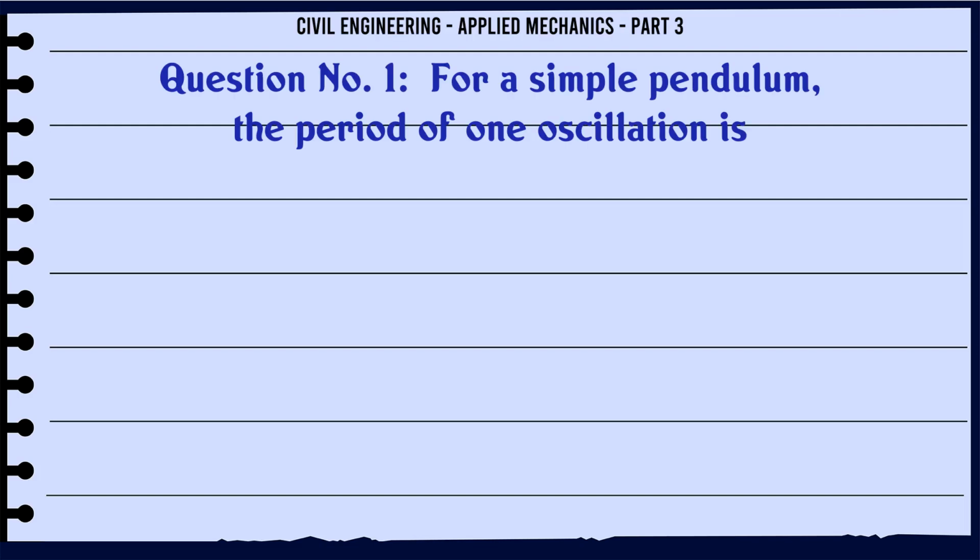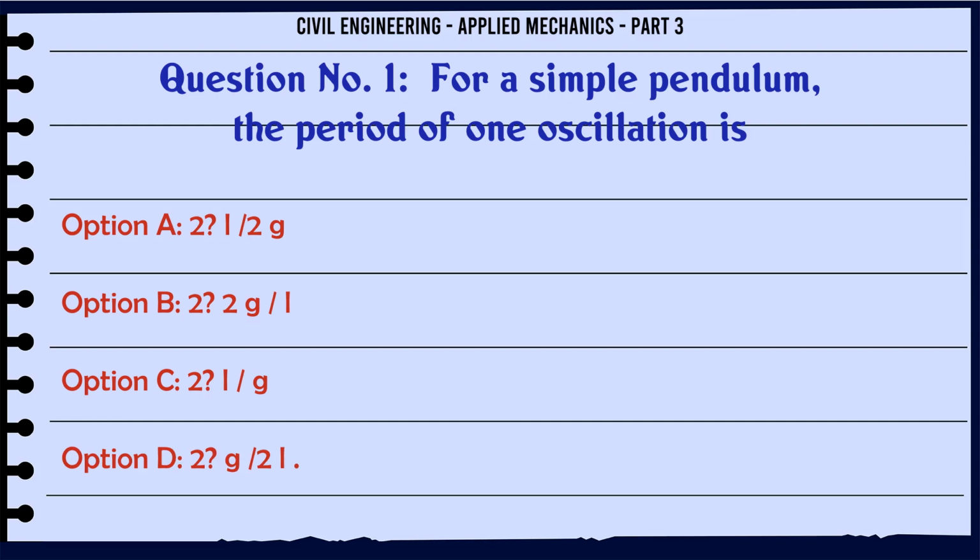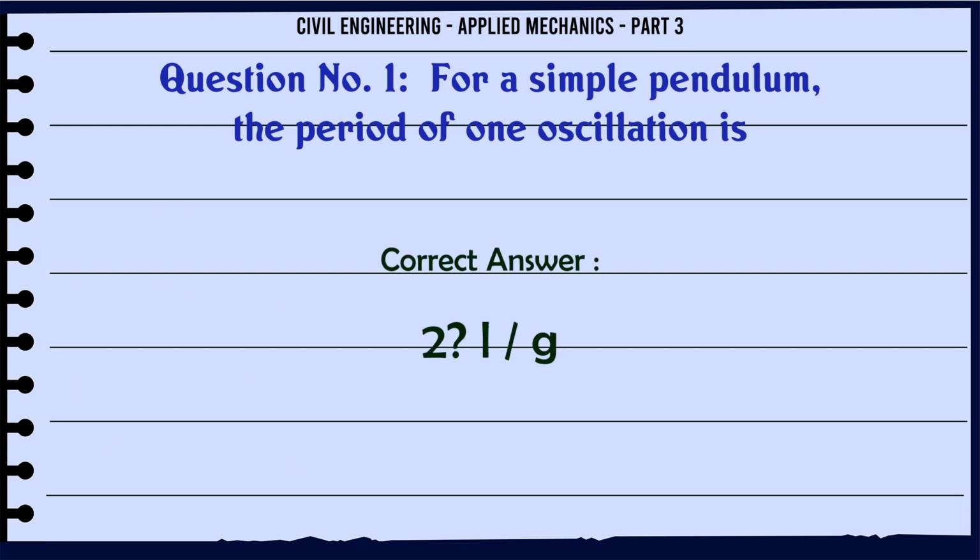For a simple pendulum, the period of one oscillation is: A, 2π√(L/g); B, 2π√(g/L); C, 2π√(L·g); D, 2π√(g/2L). The correct answer is 2π√(L/g).